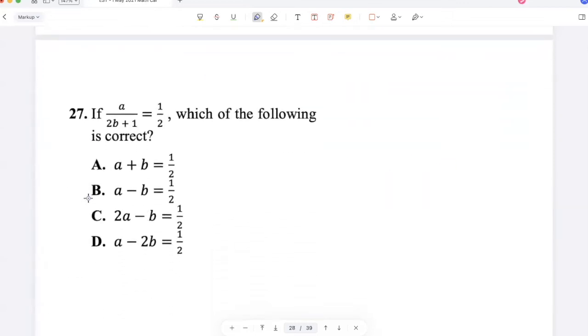If a by 2b plus 1 is half, which of the following is correct? So 2a is 2b plus 1. So 2a minus 2b is 1. So a minus b is half.